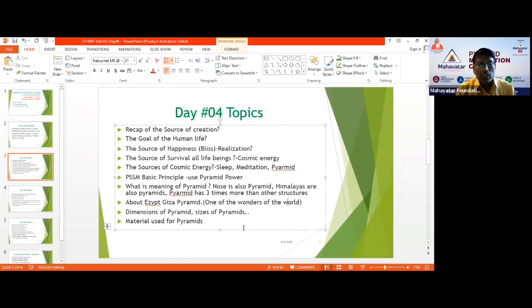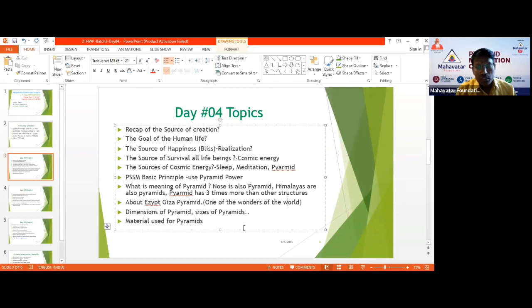This pyramid is constructed on around 12 to 13 acres, and the base of the Egypt pyramid is 760 feet. The height of the Egypt pyramid is 430 feet, my dear friends. Those are the dimensions of the Egypt pyramid, and try to understand, this pyramid is constructed with stones.